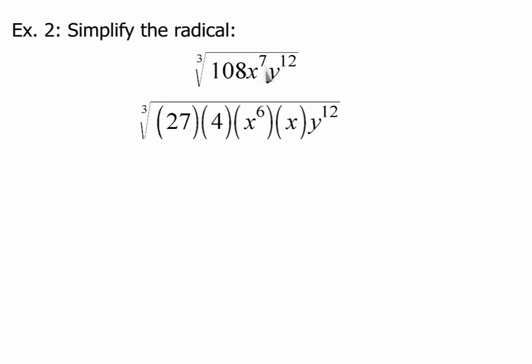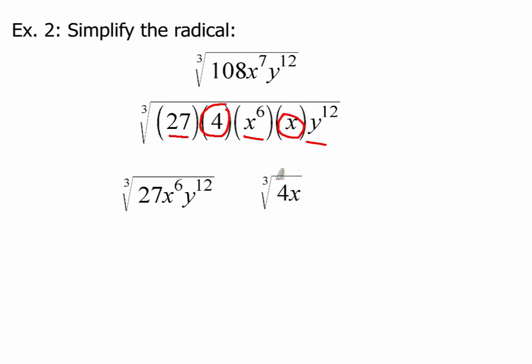X to the 7th is not a perfect cube. The biggest perfect cube that goes into x to the 7th is x to the 6th, and x to the 7th is x to the 6th times x. And y to the 12th, because 12 is a multiple of 3, y to the 12th is a perfect cube all on its own. Once I've got them split up like that, now I'm going to take all of my perfect cubes, and my perfect cubes here are 27, x to the 6th, and y to the 12th. They go in their own radical. And my non-perfect cubes, 4 and x, they go in their own radical.